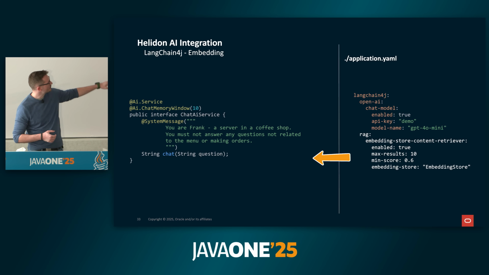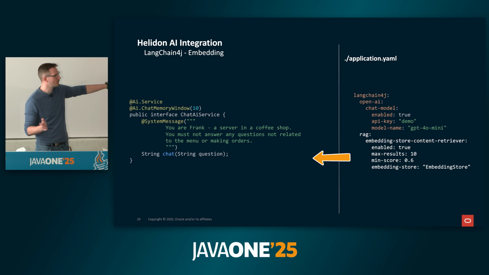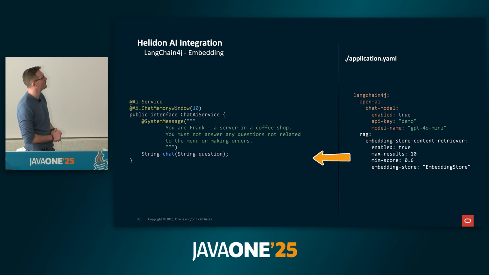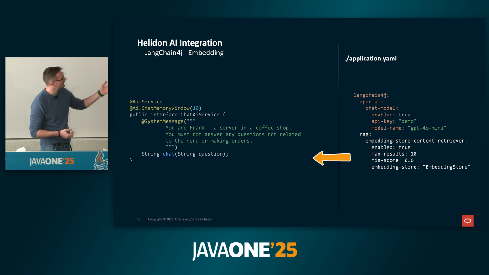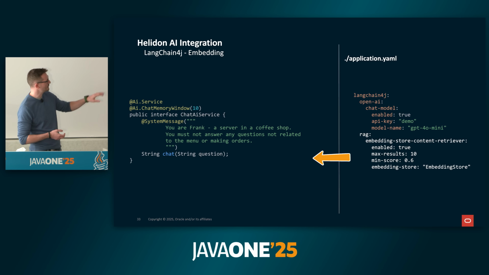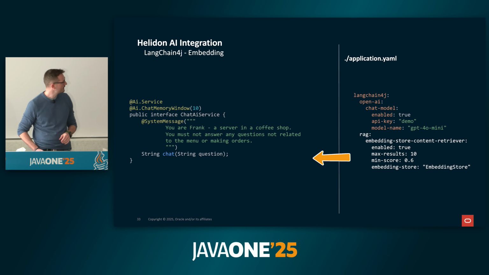Yeah, this is how we use a system message. If you don't know what this is, it's how you give the model some context. That's another message you are sending to the model so it knows how it should behave. So you can tell it, like here, that it is Frank, a server in a coffee shop. If you are planning to visit our hands-on lab, we will be actually doing the coffee shop example there. So we will use this exact thing there.